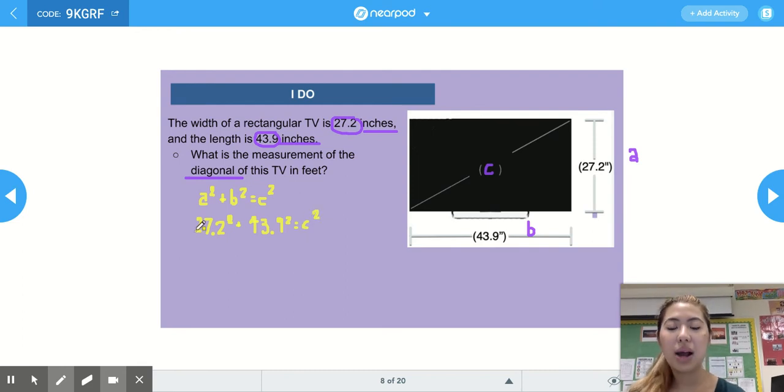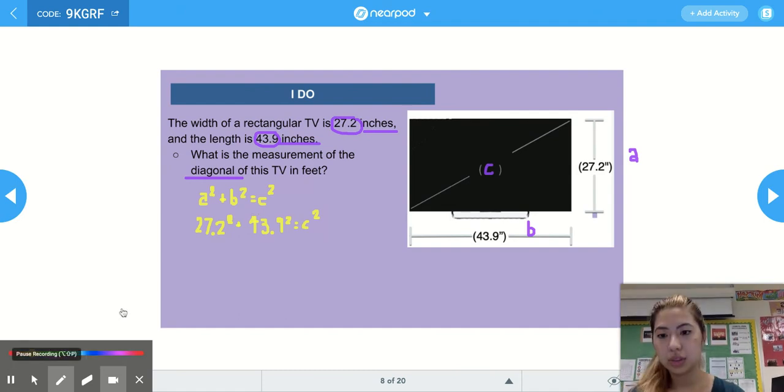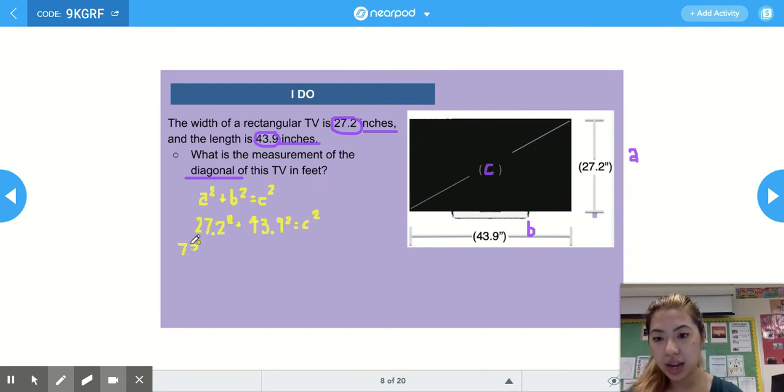So now I have to solve for 27.2 squared and 43.9 squared. So 27.2 squared, which is 27.2 times 27.2, is 739.84. I just rounded to the nearest hundredths place. And then 43.9 squared, 43.9 times 43.9, is 1,927.21.